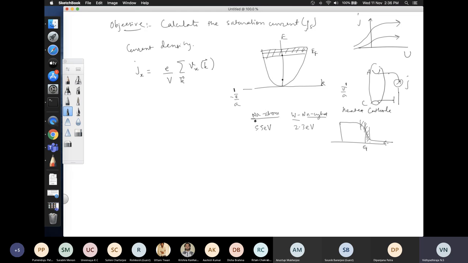Of course, there are electrons here which have an even higher likelihood of escaping. Correct? So the higher the energy of the electron, the more likely it is to escape. So now can you tell me how I should restrict this k so that I get the current density? There is a restriction, correct? This k cannot be all the k values inside the Fermi sea. All the k values inside the Fermi sea will not be able to contribute to the current, correct?